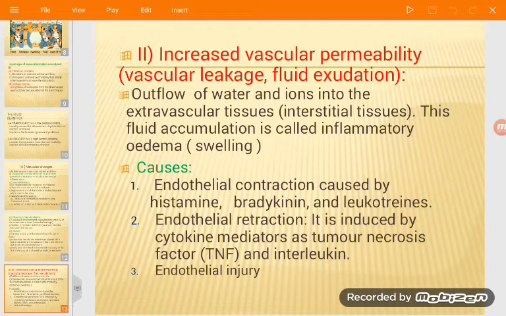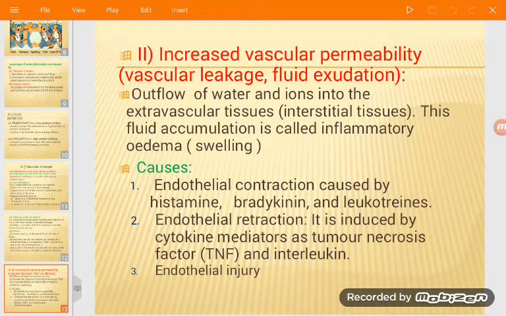Then there is increased vascular permeability. First, we talked about increased vascular diameter, which is vasodilatation. Then increased vascular permeability, which leads to vascular leakage, with fluid exudate outside. What is the cause of increased vascular permeability?